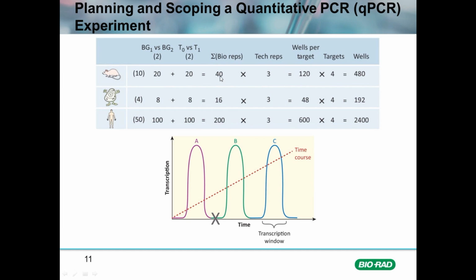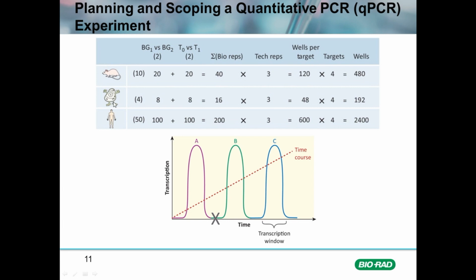So 40 biological replicates times 3 technical replicates equals 120 wells required for each individual target being tested, being interrogated in the sample. A target meaning a gene. So let's assume that we have 4 targets to interrogate. That would be 4 targets times 120 wells per target. That would require a total of 480 wells for this relatively small experiment. So a relatively small experiment can easily require 5 to 10 96-well plates.